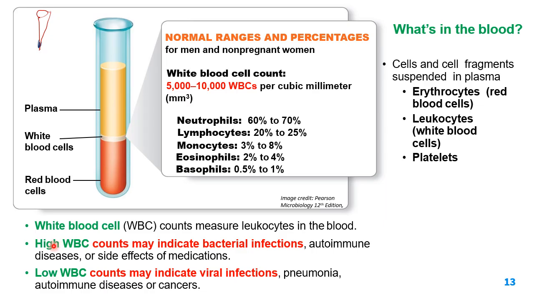Now look at this. If you have a high count of white blood cells, let's say above 10,000, that means your body is most likely fighting an infection, most likely a bacterial infection. If you have a low count of white blood cells, it could be that your body is fighting some other type of infection, like a viral infection, or it could be due to some diseases, including cancers. So those are important things here.